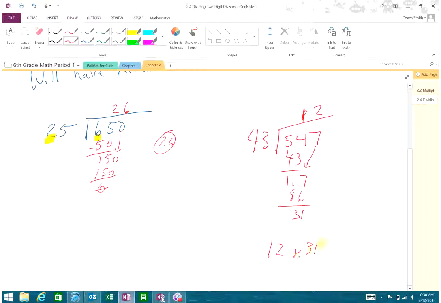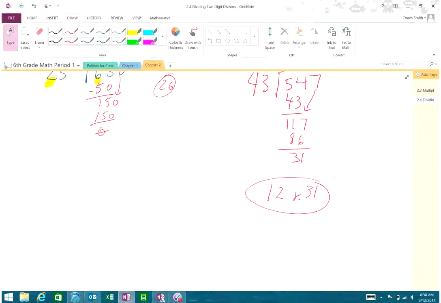And that's your answer. Okay, eventually we'll get to the point where we will add a decimal and then start adding zeros and carry it out. But for right now, we're just talking about dividing the 2-digit divisor into the dividend. And if you get a remainder, you get a remainder.